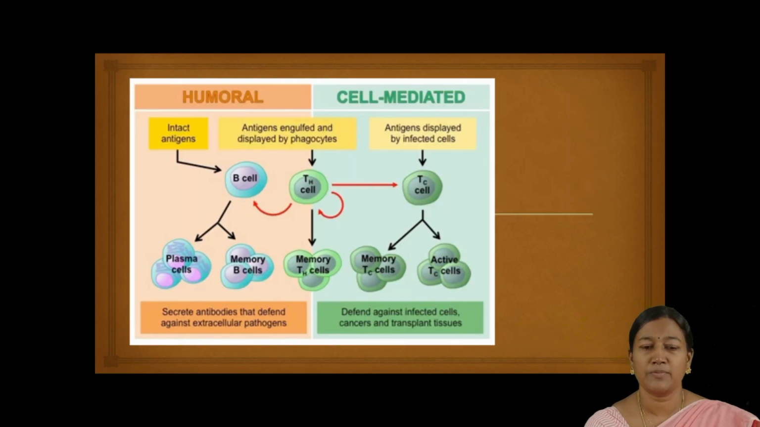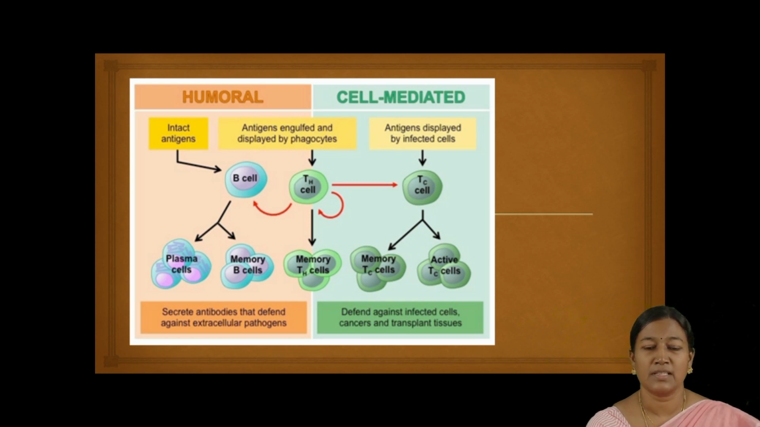And there are two types of immunology, humoral and cell-mediated immunology. What is humoral immunology? Humor means liquid, so it is the liquid part. In cell-mediated, there are a lot of cells involved in the immune system that give us immunity. So let us see how this mechanism works in our body.